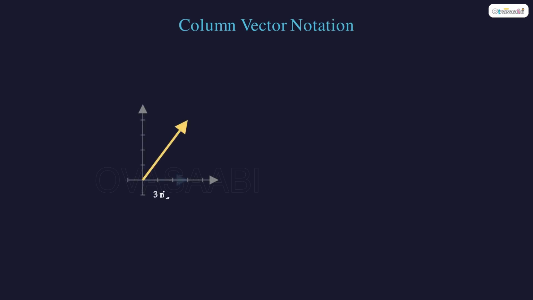Every position vector has two parts, horizontal movement and vertical movement. We write OA as (3/4) in a column. The top number is X, bottom is Y.